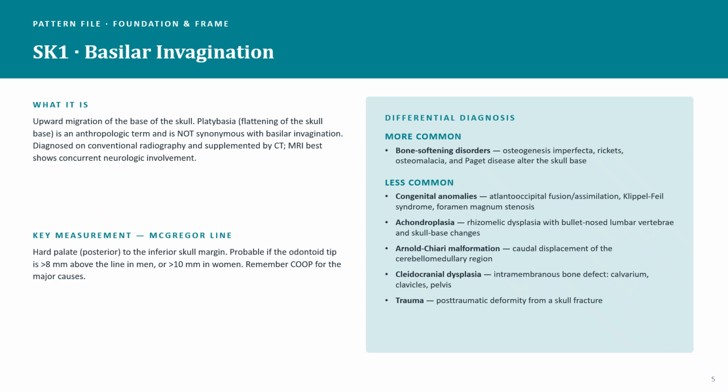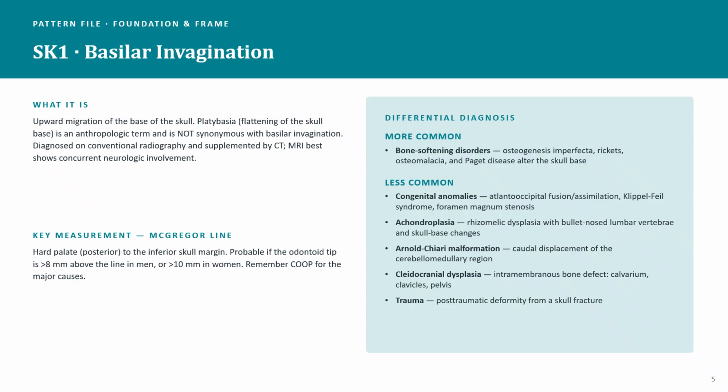MRI would probably be the best one to show if there's any neurologic effects due to this disorder or this pattern. Again, this is where they use the McGregor line. So there's a measurement that they use on a lateral skull image, and they're measuring from the posterior hard palate to the inferior skull margin. Again, the odontoid tip is usually more than 8 to 10 millimeters above. On men, it's 8 millimeters. On women, it would be 10 millimeters.